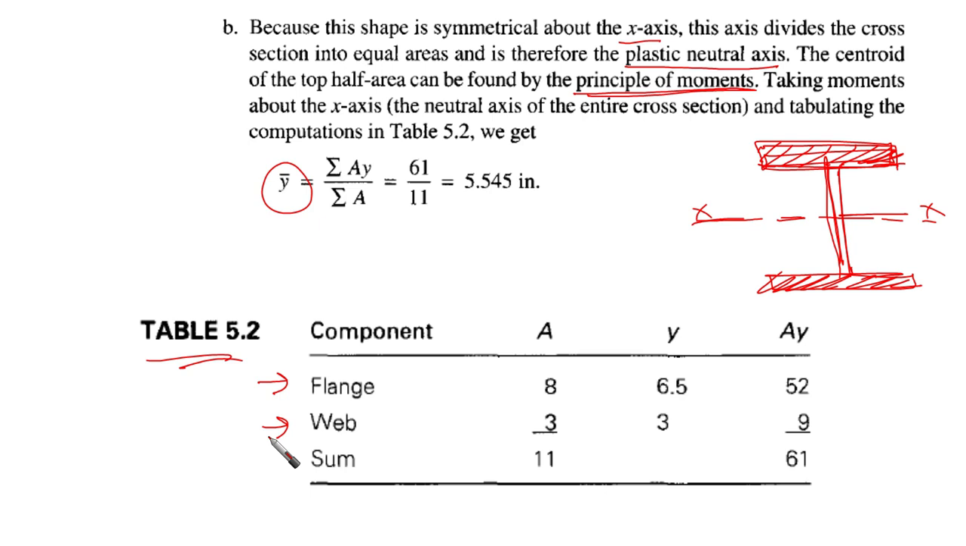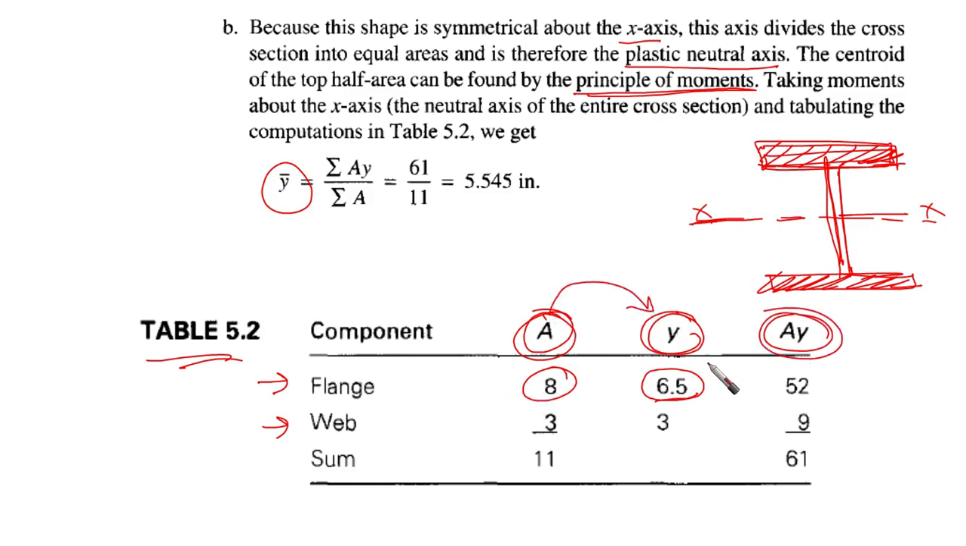Okay, so we are going to use the principle of moments. We have the area and the distance of this area from the plastic neutral axis, which is y. So we have 8 and 6.5, which is going to be related to ay. We multiply A times y to give us this value, which, as we said, is the first moment of area.